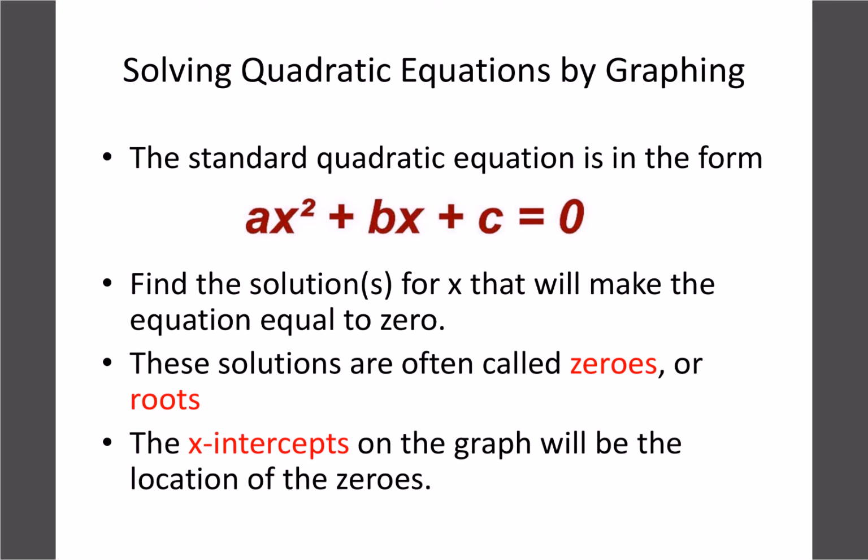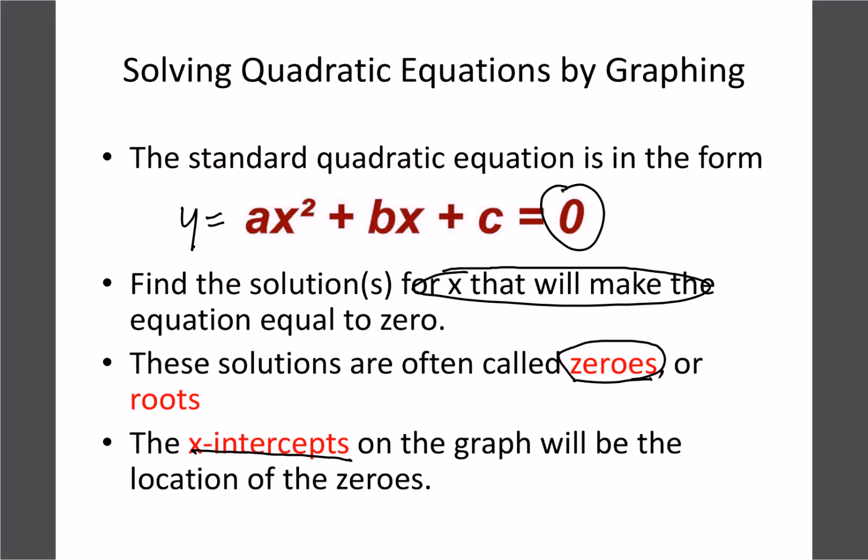So to solve by graphing, we basically want to have the equation in any form. Usually it's standard form, but it can be in any form, and we just want to make it equal to 0. Because in our calculator, we're going to graph this as y equals. So the question then is, where would y equal 0? Well, that's going to be where our x will make it equal to 0, which are the x-intercepts. So basically, to solve by graphing, we just solve for the x-intercepts. And we usually call these solutions the zeros of the equation, or the roots. So x-intercepts, zeros, roots, all mean the exact same thing.